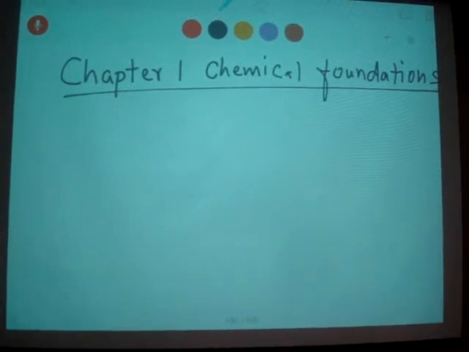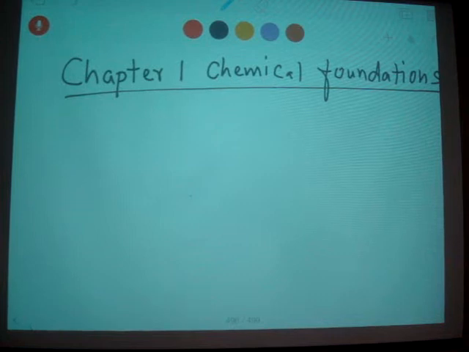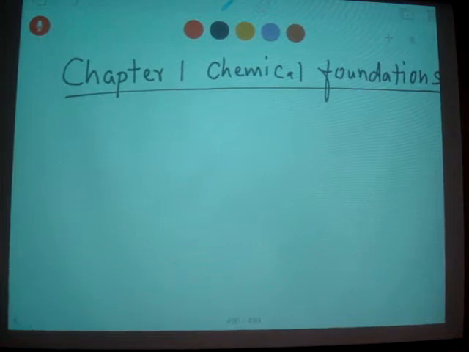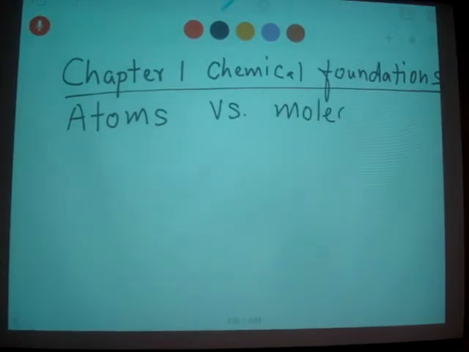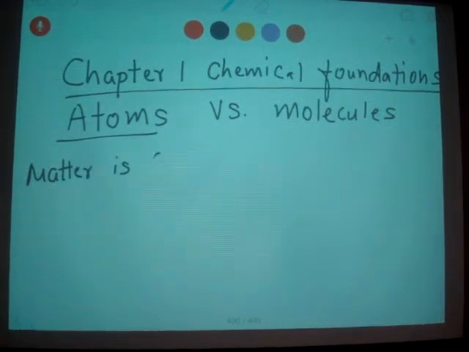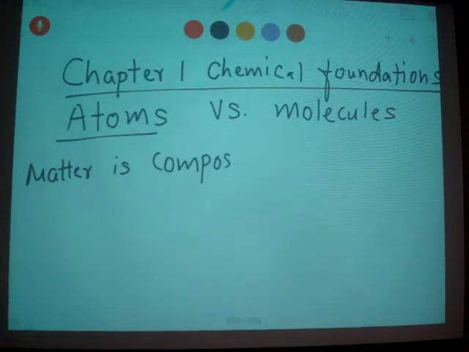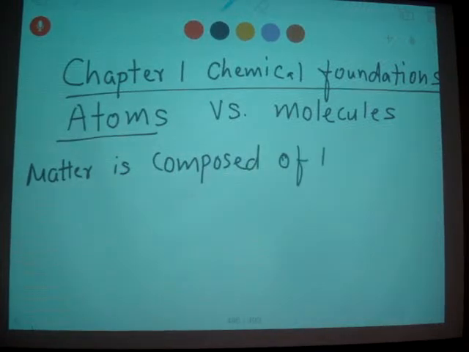Okay, so we will start with atoms versus molecules. So let's start with atoms versus molecules. Alright, you know that matter is composed of tiny particles called atoms.